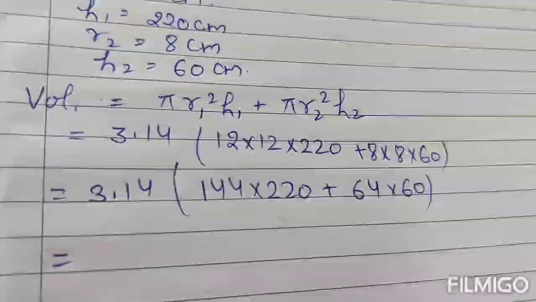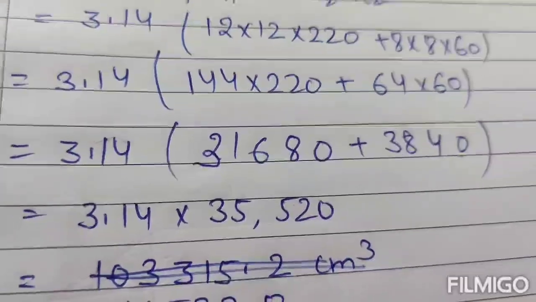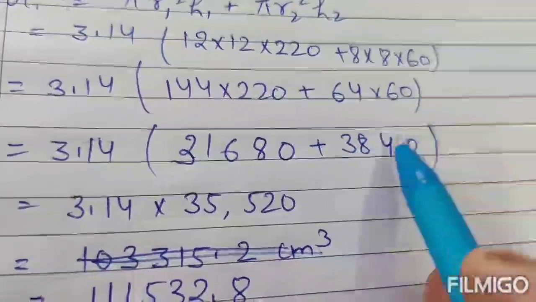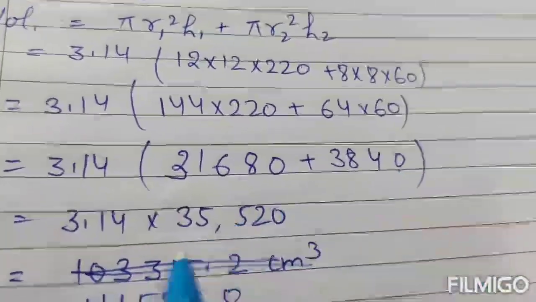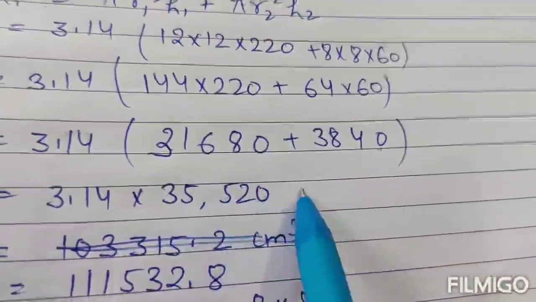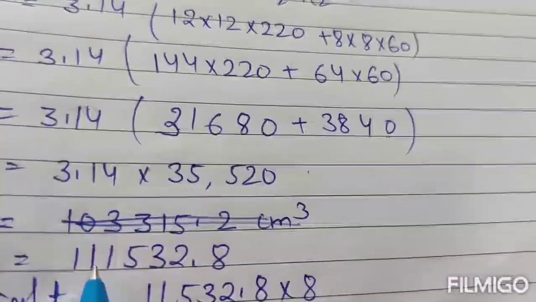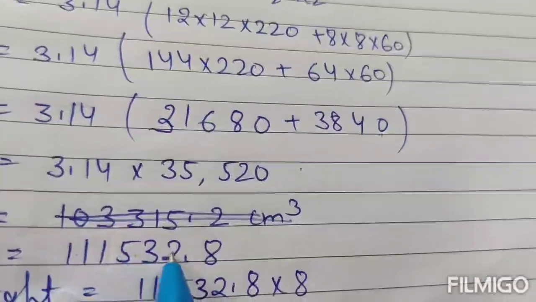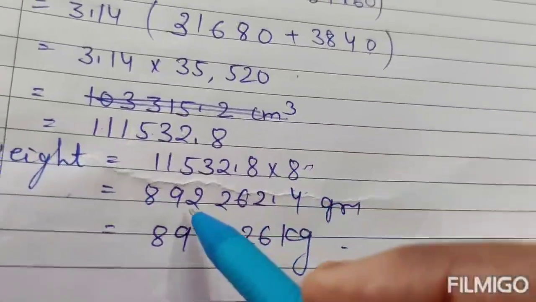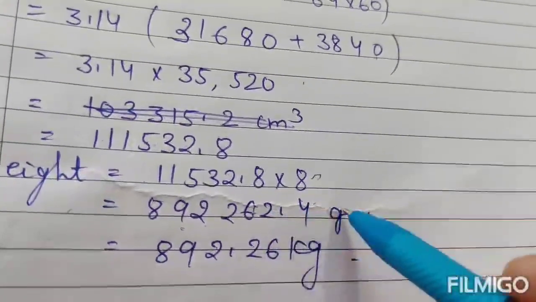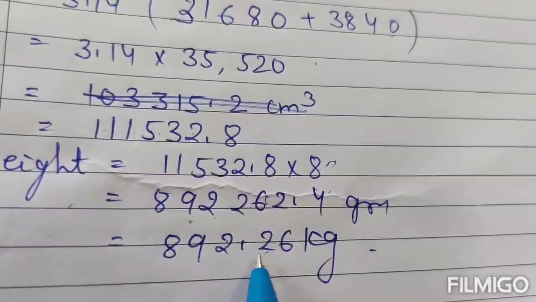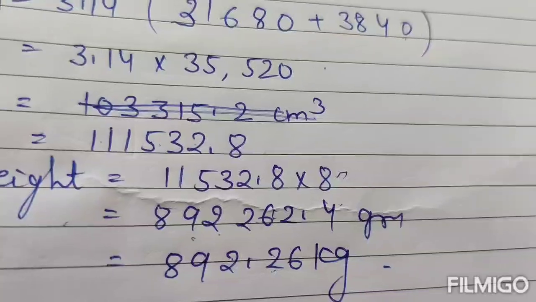Now multiplying. Now 144 into 220 is 31680 and 64 into 60 is 3840. 3.14 into 35,520, adding this, and multiplying this we get 111532.8, and the weight is multiplying by 8, 892,262.4 gram, and in kg dividing by 1000, 892.26 kg. Next question number 7.